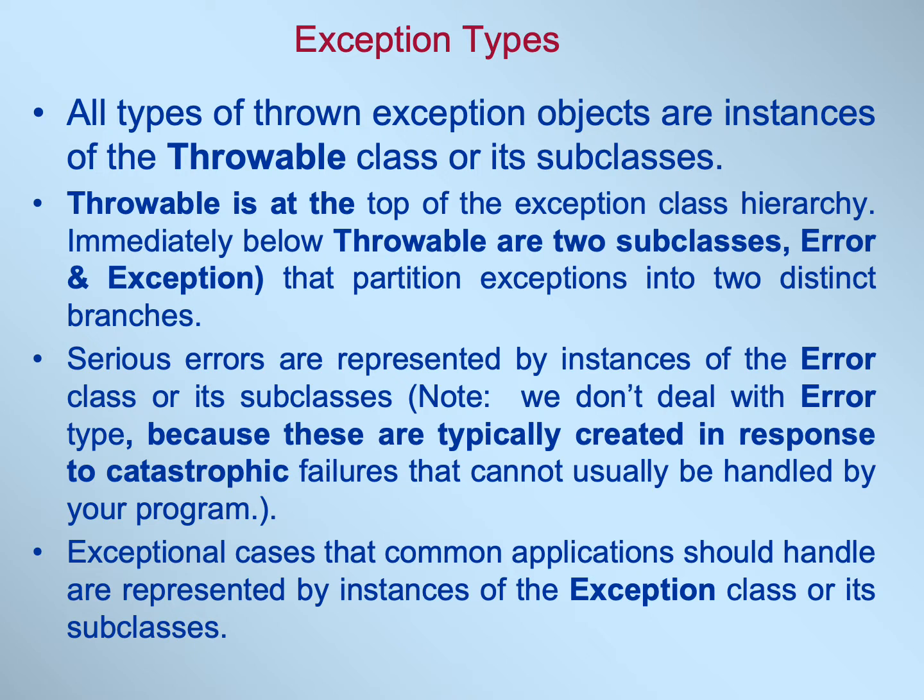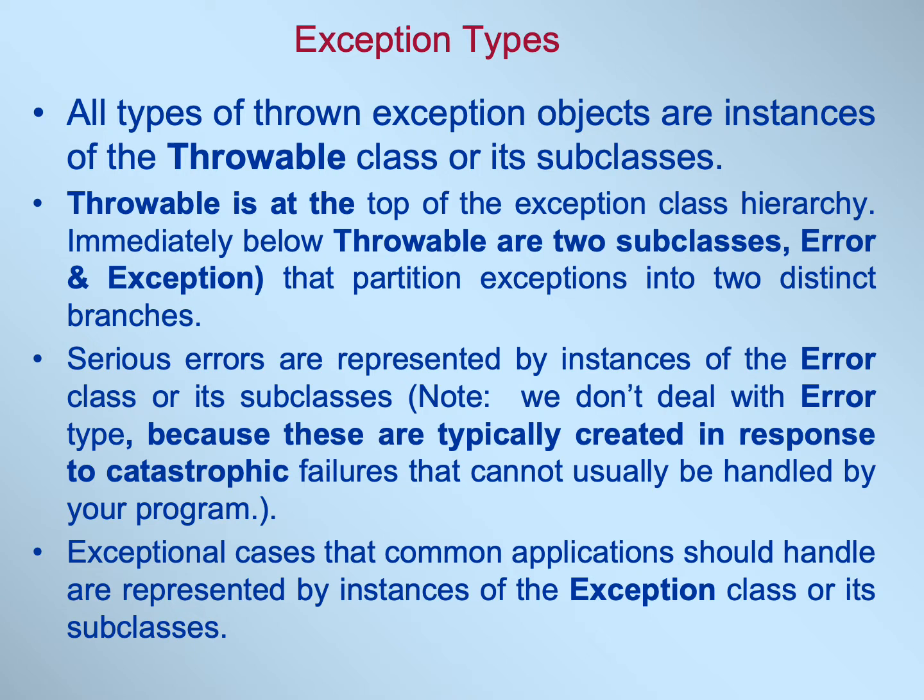All types of thrown exception objects are instances of the Throwable class or its subclasses. Throwable is at the top of the exception class hierarchy. Immediately below Throwable are two subclasses, Error and Exception, that partition exceptions into two distinct branches. Serious errors are represented by instances of the Error class or its subclasses.